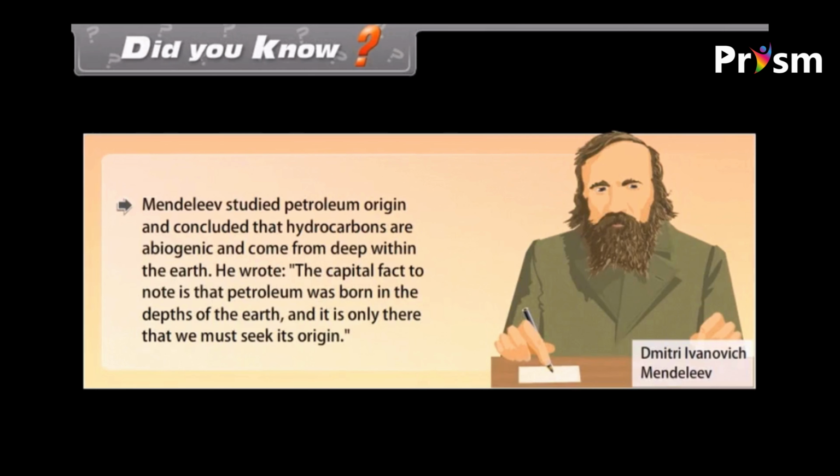Did you know? Mendeleev studied petroleum origin and concluded that hydrocarbons are abiogenetic and come from deep within the earth. He wrote, "The capital fact to note is that petroleum was born in the depths of the earth, and it is only there that we must seek its origin."